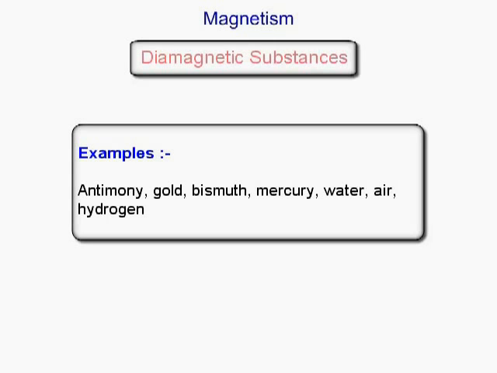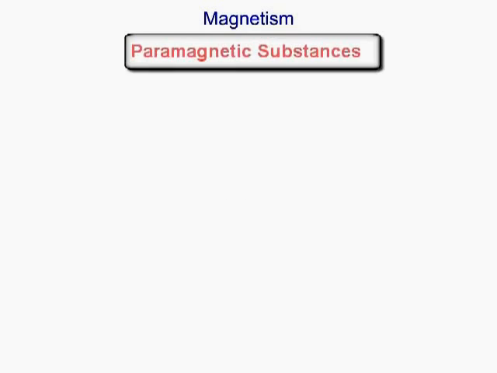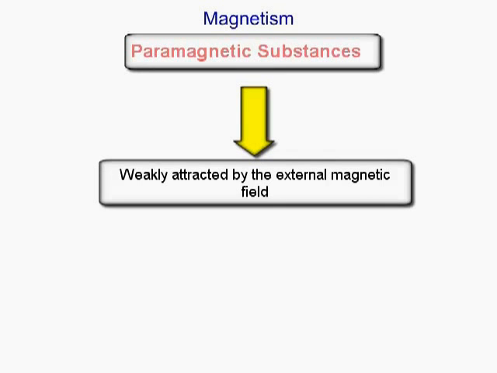Antimony, gold, bismuth, mercury, water, air, hydrogen are some of the examples of diamagnetic substances. The second type of substances are called paramagnetic substances. The substances which are weakly attracted by the external magnetic field are called paramagnetic substances.